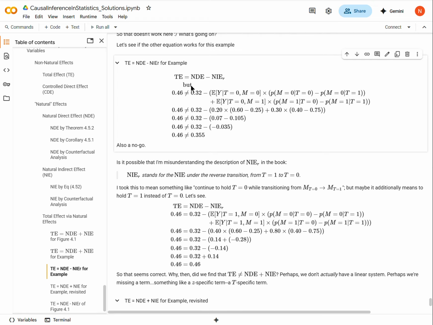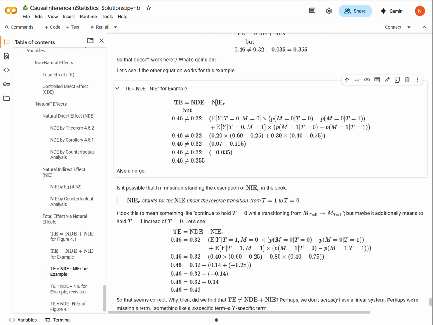Here we are right here. Okay, so we want to find this NIE sub r term here, right? We already have the total effect, we know what that is, and we already have the natural direct effect. And so the rest of this is just trying to find NIE sub r. The expression for that is right here.